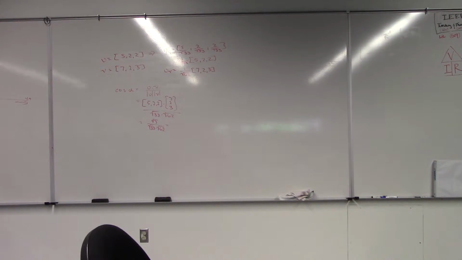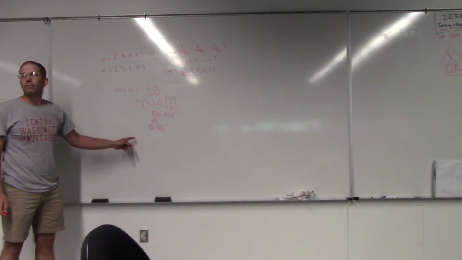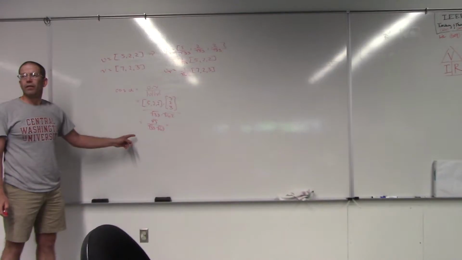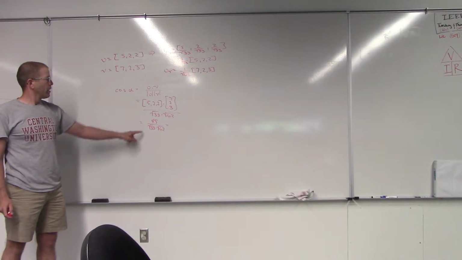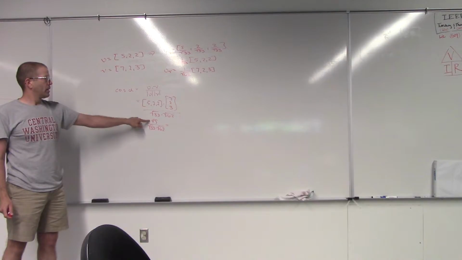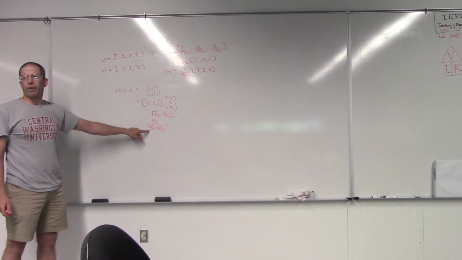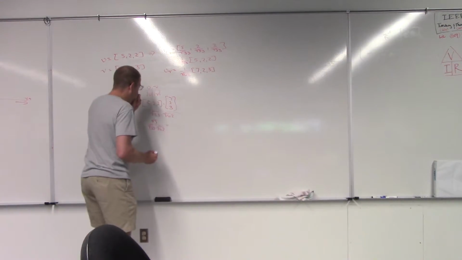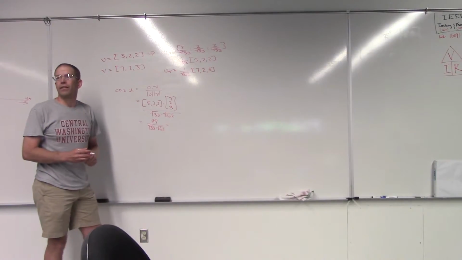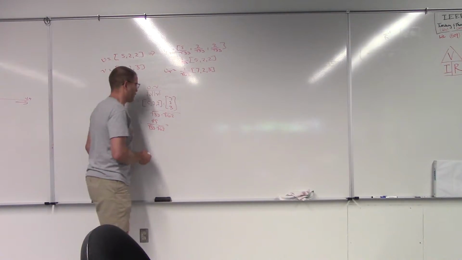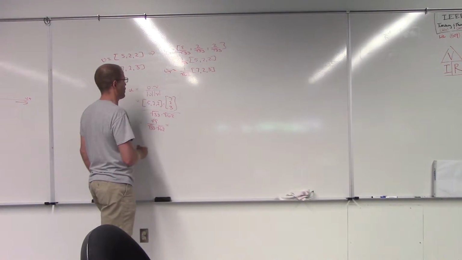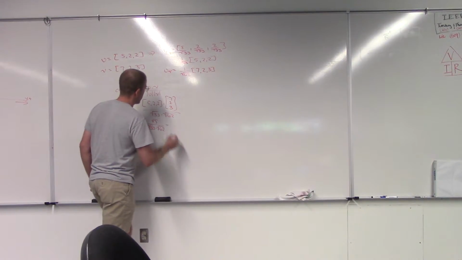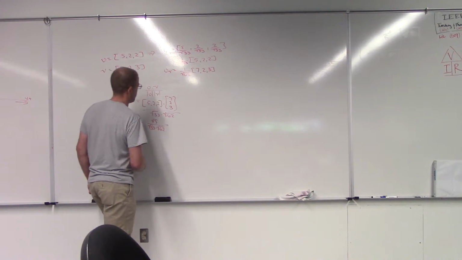45.23. Times the square root of 33 times the square root of 62. Okay, 45 divided by 45.23, which is 0.99. So in this case, these two vectors are almost pointing in the same direction. And that actually makes sense if we look at them.